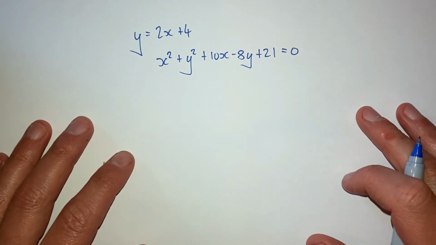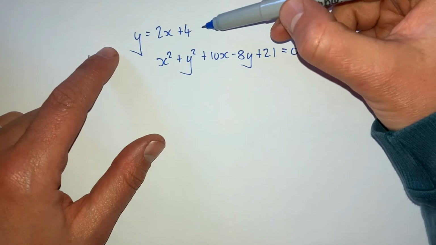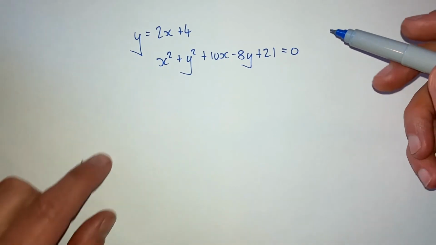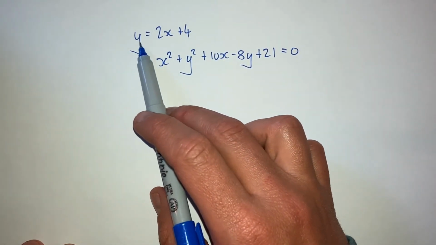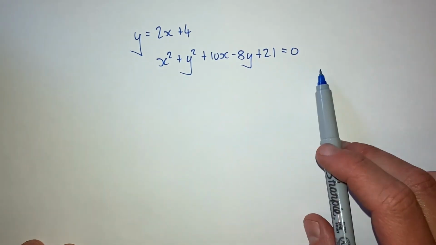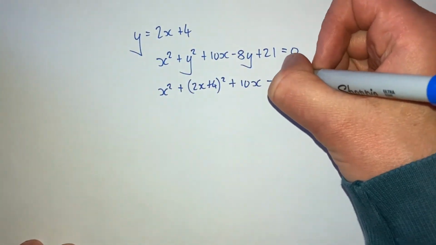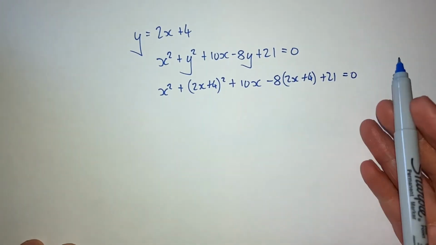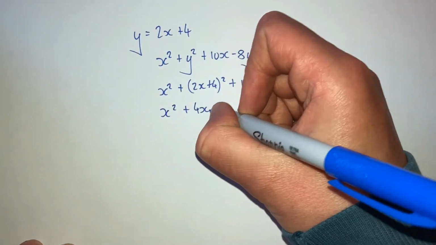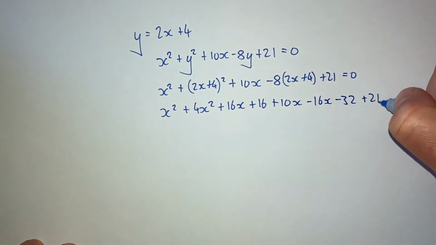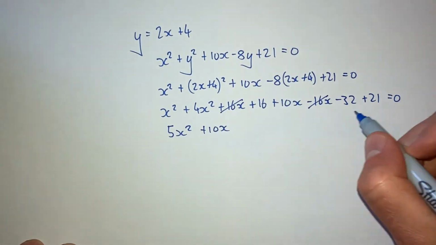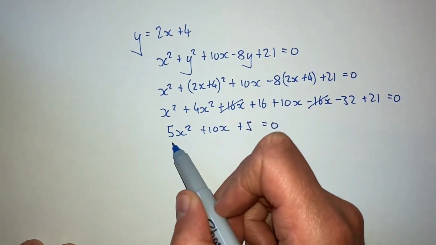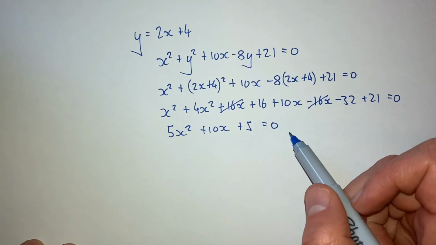The discriminant can also be used to determine whether this line here, y equals 2x plus 4, is a tangent to this circle. Let's start by substituting this into our equation of the circle. It already equals 0, so now we're going to expand the brackets and collect the like terms. Here's my simplified quadratic, and I can divide both sides by 5.